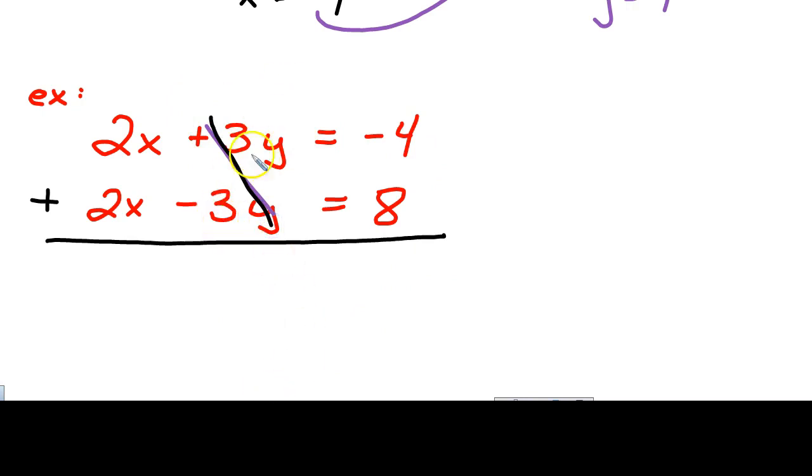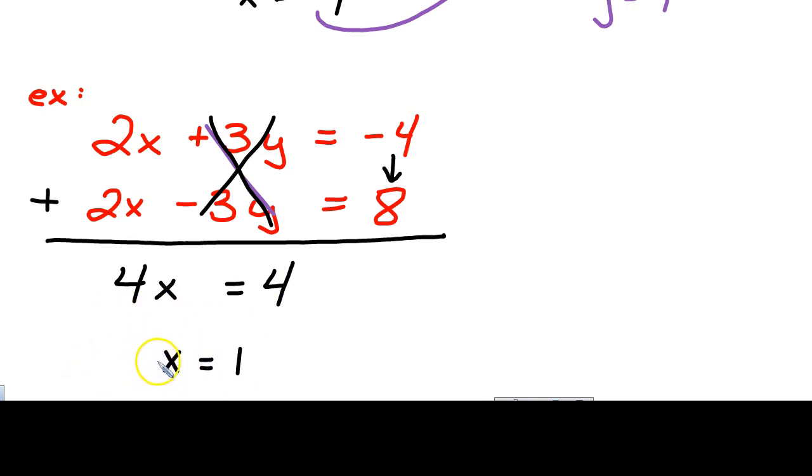Okay, so here, plus 3y minus 3y gets eliminated. Let's see what happens to the x. 2x plus 2x gives us 4x. And then we have negative 4 plus 8, that gives us 4. In this example, x is equal to 1.